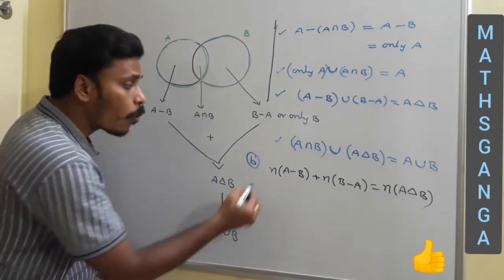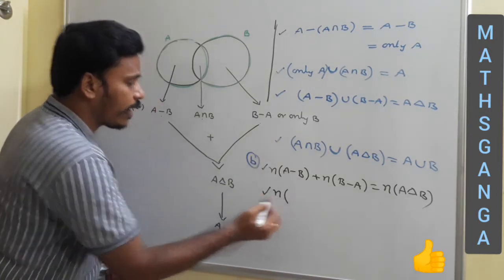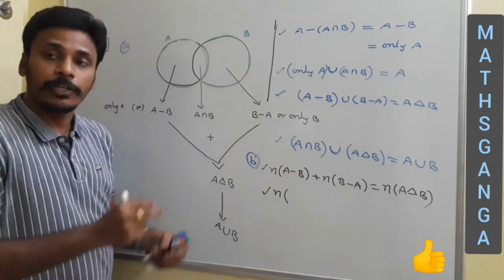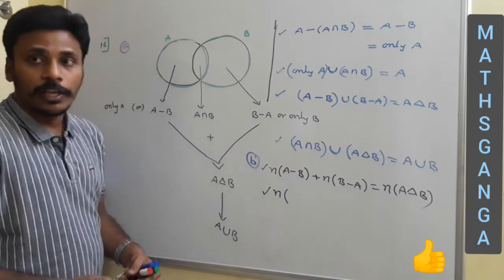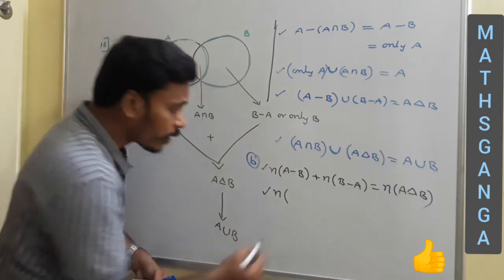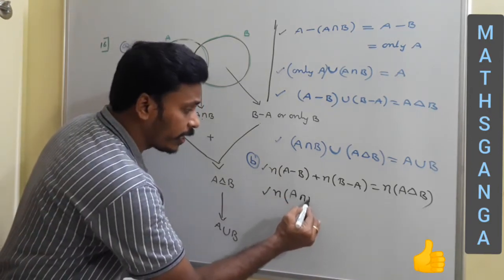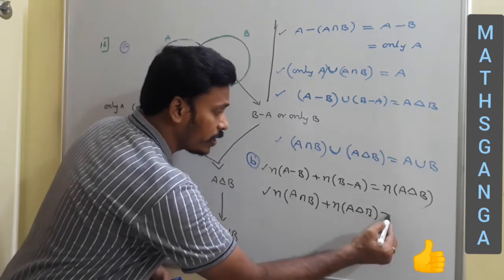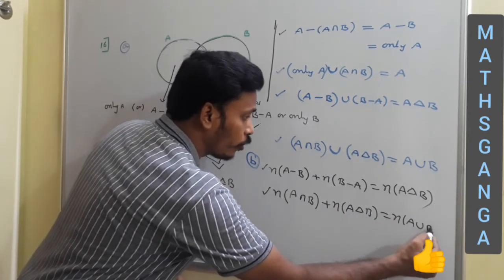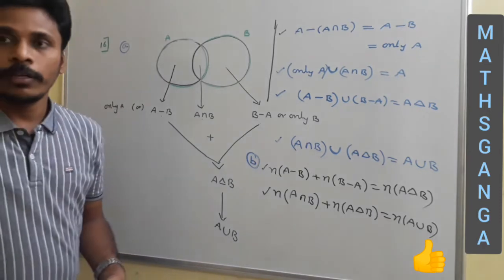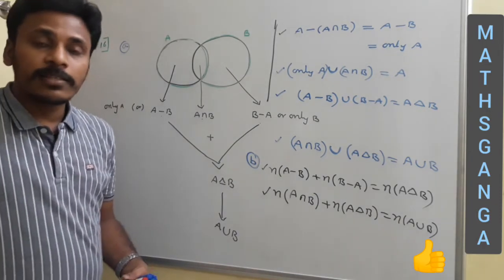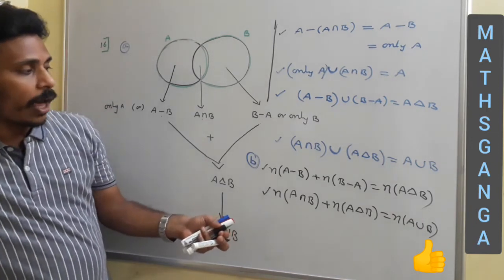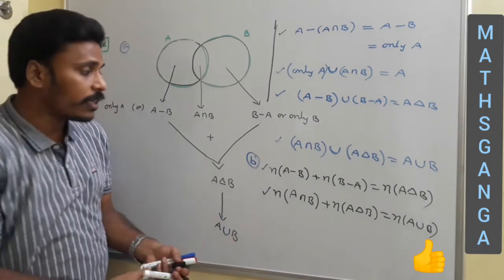Yeah. In another way, how can I draw? In another way, for example, the number of elements in A intersection B and the number of elements in A delta B together will give us the number of elements in A union B. Okay? Then n of A intersection B plus n of A delta B is equal to n of A union B. Is it right? See, likewise, there are many ways to write the cardinal properties. Just have a look once again.